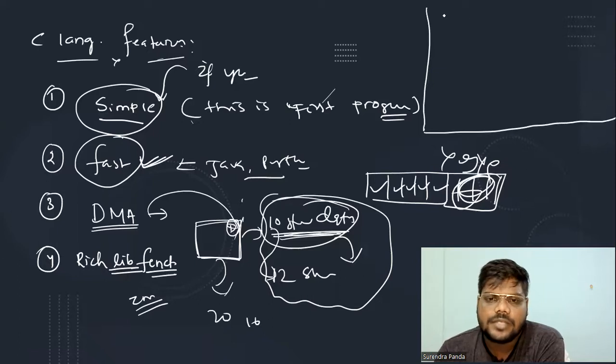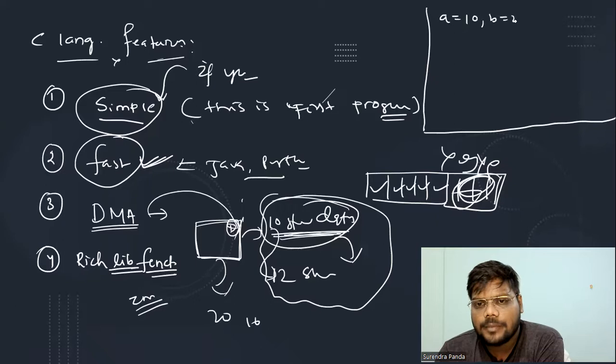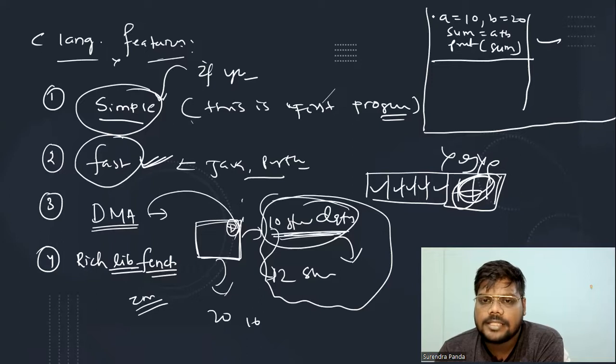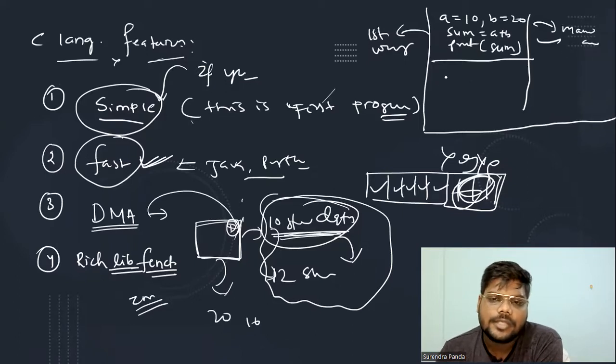Suppose you have two options. The task is to add two numbers. Maybe I'm going to write it like this: A is equal to 10, B is equal to 20, sum is equal to A plus B, print sum. Don't think too much. So this is one way, the first way, and you have to remember this is called a manual way. Suppose I give one more option to you.